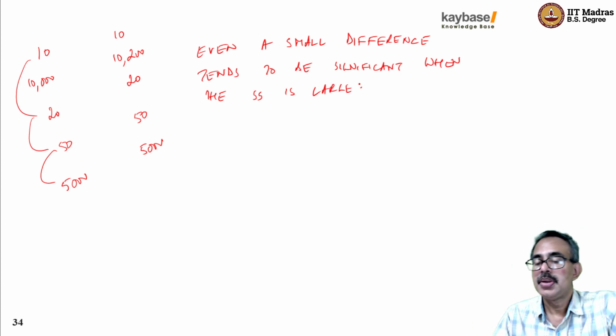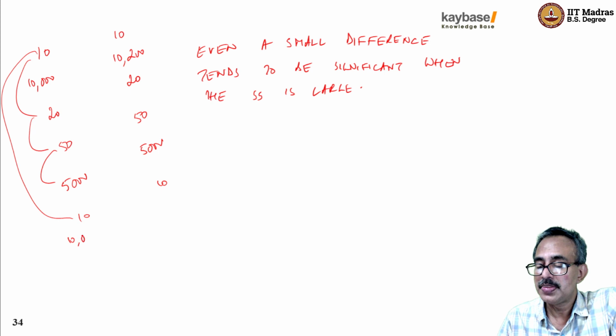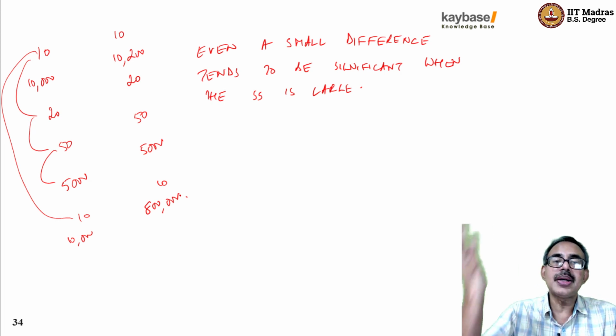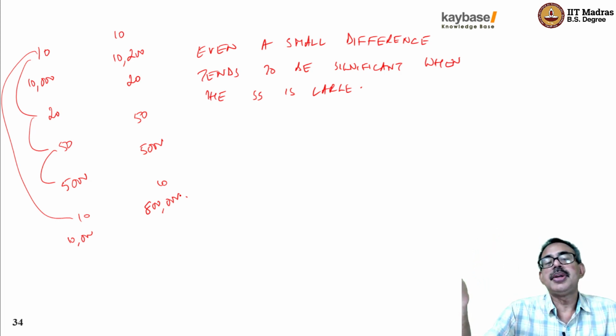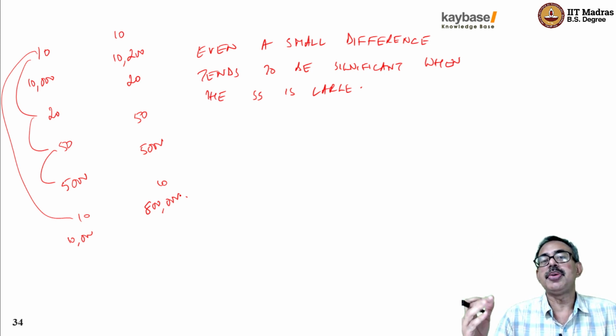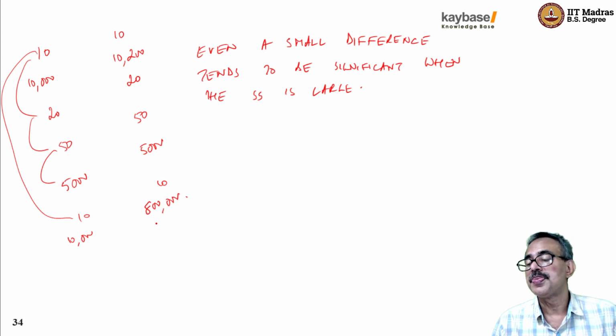Now, on the other hand, let's go back to the same 10 and 10. And if our figures were 10,000 and 800,000, then you would say, yeah, it is 10 and 10, but look at the difference. There is no way this can just be a sampling problem. Right? That's huge. Just because it is 10 people, you can't discount the difference of 800,000 minus 10,000.